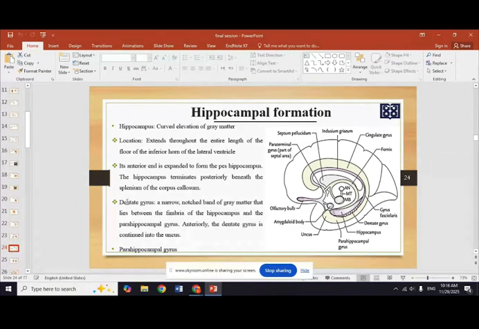Another word is dentate gyrus. The dentate gyrus is located here. You are seeing this is the shape of the dentate gyrus. Okay, the dentate gyrus is the gray matter. Where is the location of this part? It is located between the hippocampus and parahippocampal gyrus. And also I told you about the parahippocampal gyrus before. So these are the names that you are seeing in the picture.